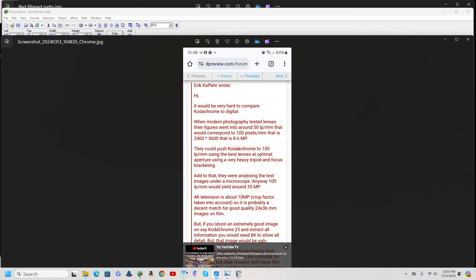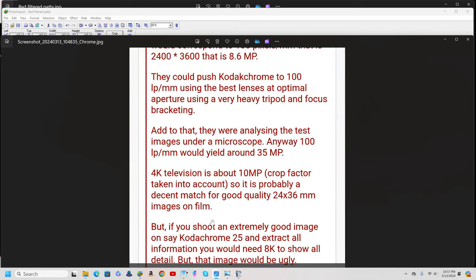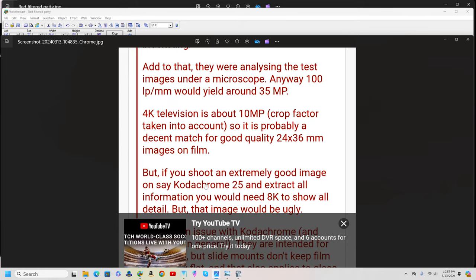Let me see if I can get this up here. But if you shoot an extremely good image on, say, Kodachrome 25 and extract all information, you would need 8K to show all the detail. Understand, you would need 8K to show the detail that Kodachrome 25 could yield.